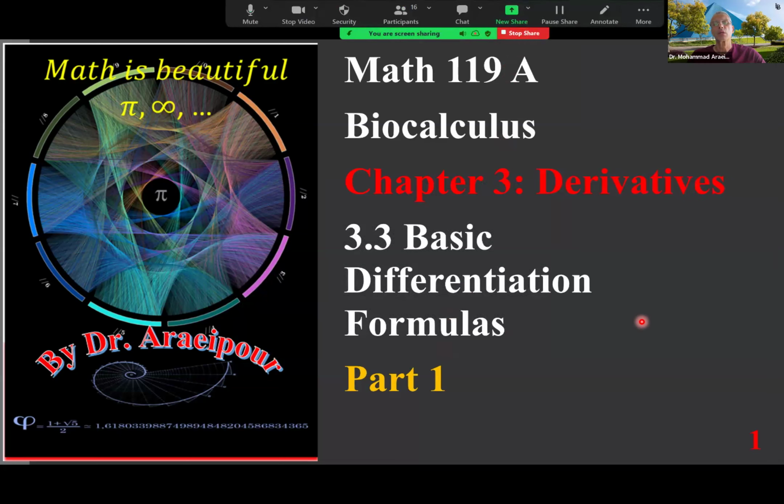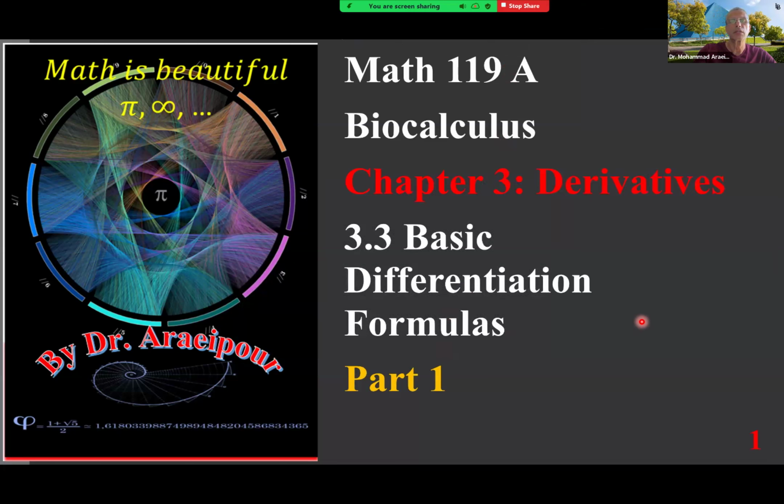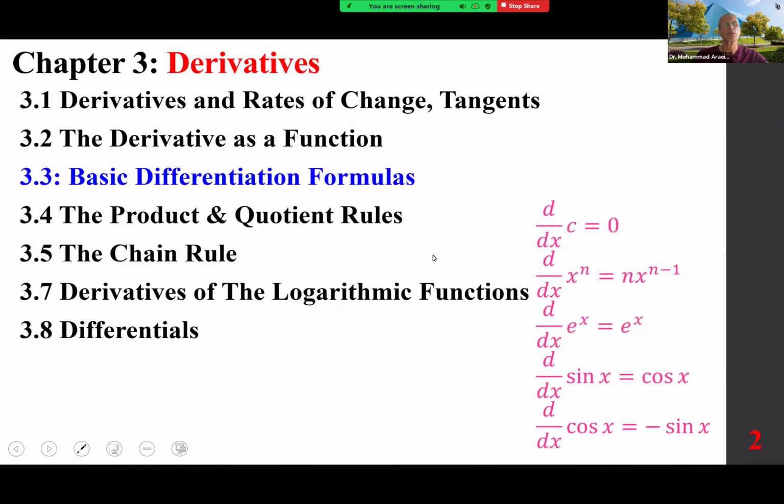Good morning, class. We are looking at chapter 3, derivatives, and here's section 3.3, basic differentiation formulas. We looked at derivatives and rates of change, the derivative as a function, and now the basic differentiation formulas. Some of them are here. We're going to discuss them with more details as we go through examples.